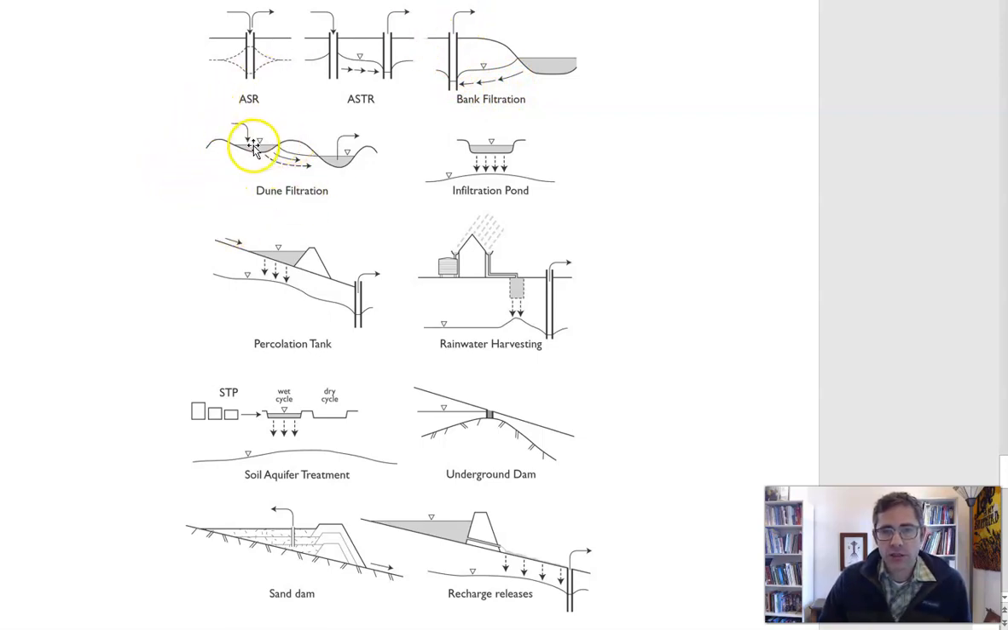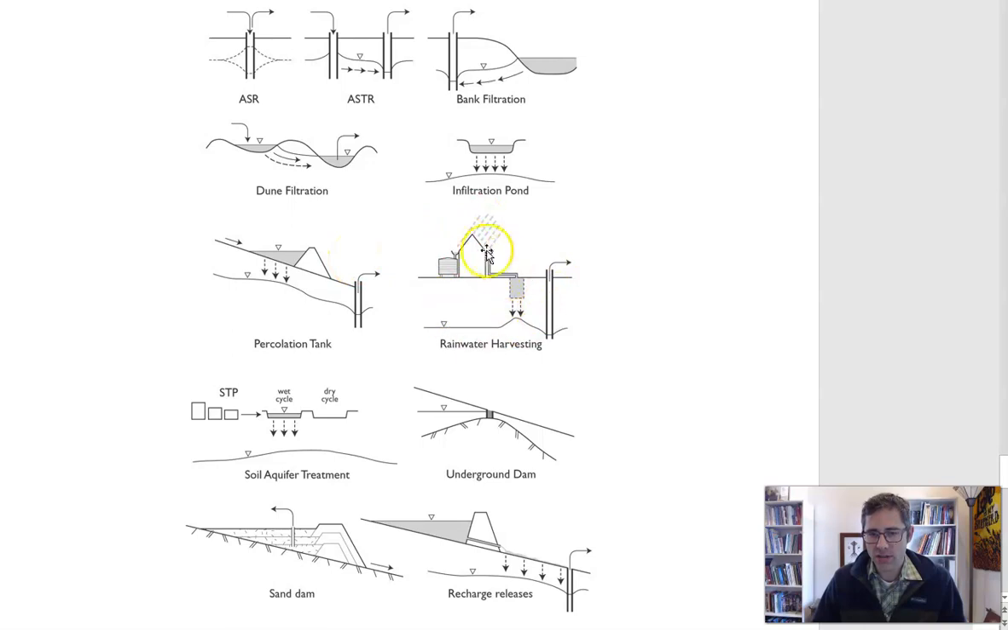Dune filtration is a similar concept, where we're allowing water to percolate through to filter it. The percolation tank idea is similar to an infiltration pond, but we're building a dam. So we allow the water to be stored, and during that storage period, it's constantly infiltrating down and feeding groundwater, and then we can withdraw that groundwater via a well later on. Sand dams are similar kinds of concepts.